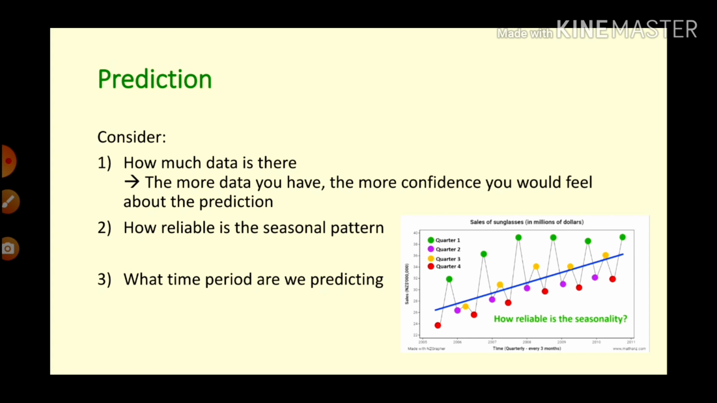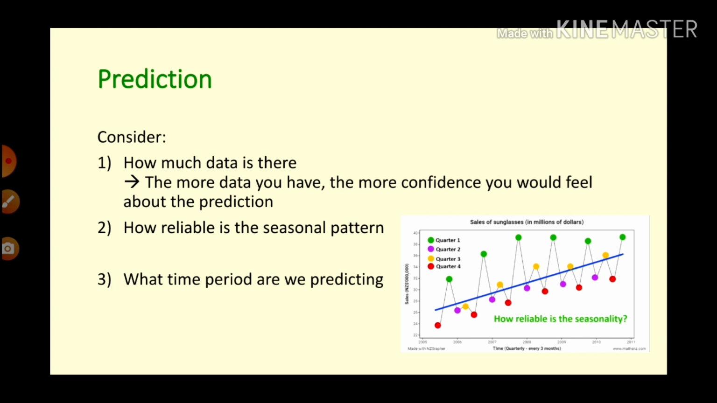Okay, and now next you have to see how reliable the seasonal pattern is. Right, what I mean is let's have a look at the graph on the right hand side. Green is Q1. Yep, so all the green is above the trend line. And if you have a look at the Q2, purple, okay, it's always what? Below the trend line. And so is the Q4. Okay, Q4. Every Q4 is below the trend line.